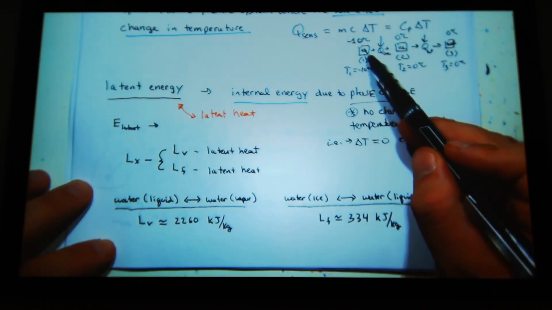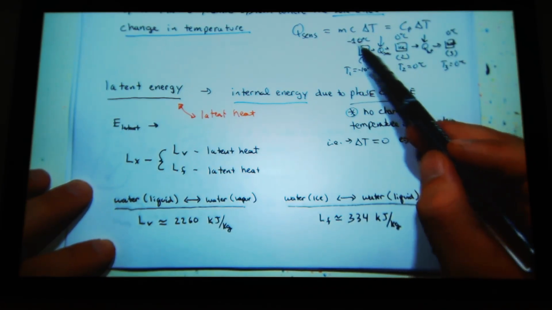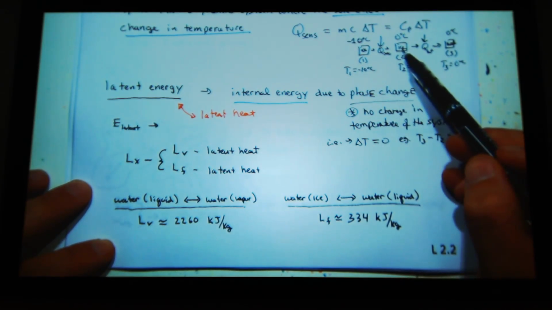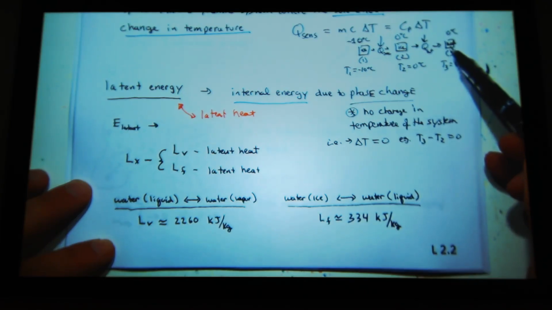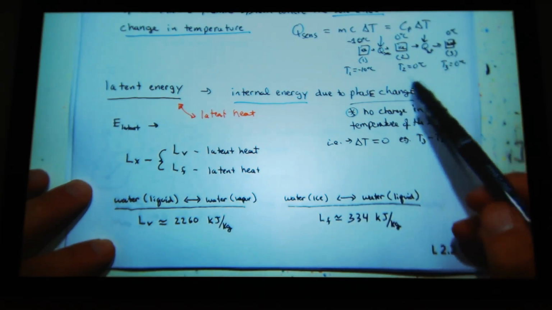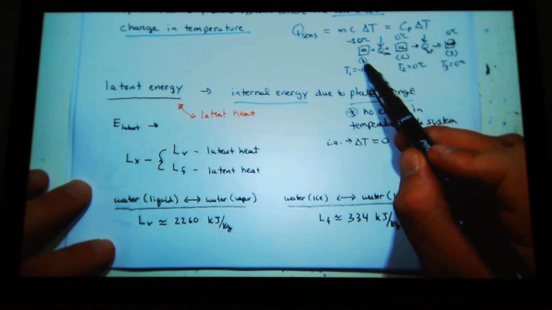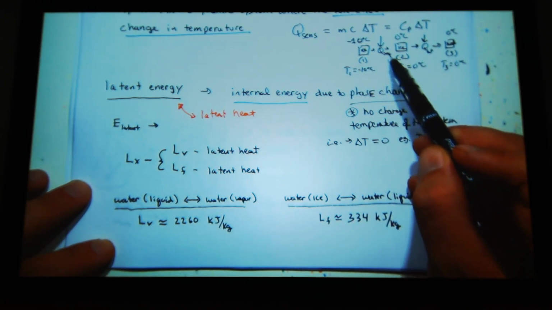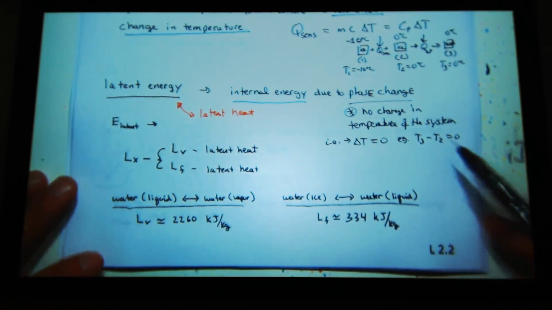So here I take a cube of ice at minus 10 degrees C. I heat it up to the temperature for phase change. Then I add more heat and I go through a phase change. So to go from state 1 to state 3, I had to add heat, both sensible and latent heat contributions.